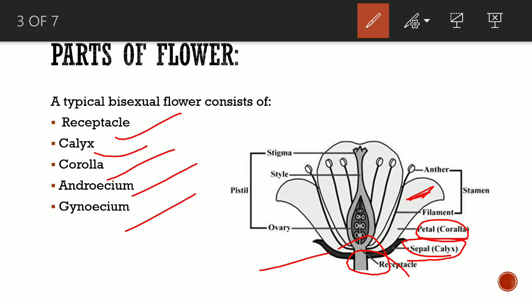Now, what is androecium or stamen? It is third wall of flower. It is male reproductive system of flower, made up of an anther and a filament.